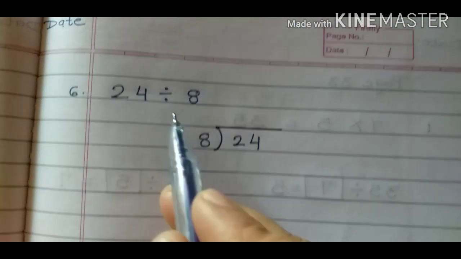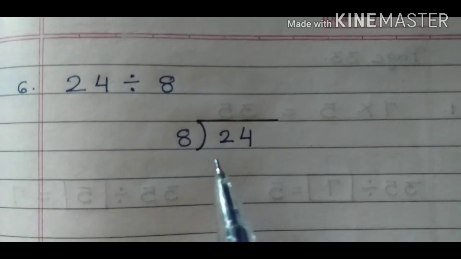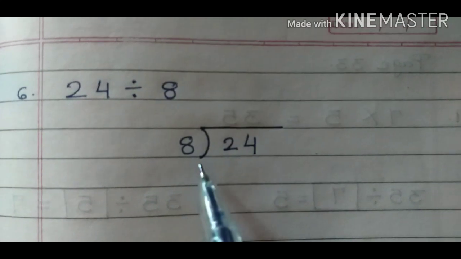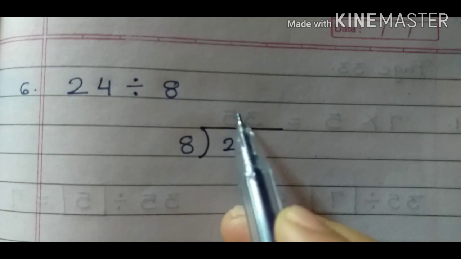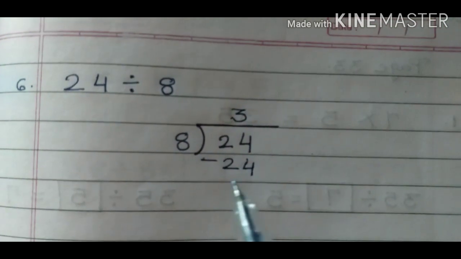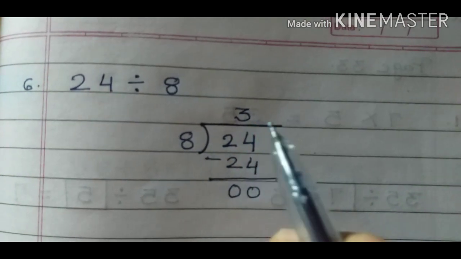Next sum is given: 24 divided by 8. Arrange this in division form and say the table of 8 up to 24. 8 ones are 8, 8 twos are 16 and 8 threes are 24. So 8 threes are 24. 24 minus 24 is 0 and our answer is 3.